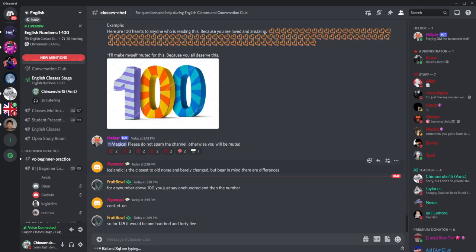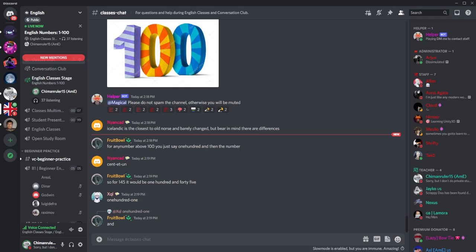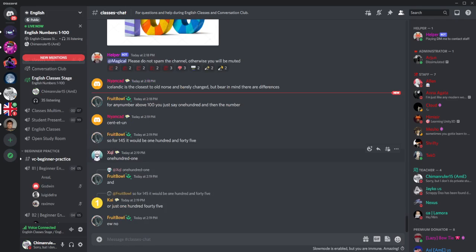Yeah, Icelandic is the closest to Old Norse. Yeah, indeed. There are changes though. I know there are definitely differences here and there, but for the most part, if you know Icelandic, then you can read Old Norse. The Icelanders have been pretty good about keeping their language pretty much unchanged, which in some ways is a benefit, but in other ways it kind of makes language learning harder for people.